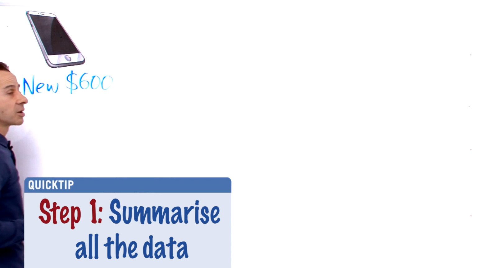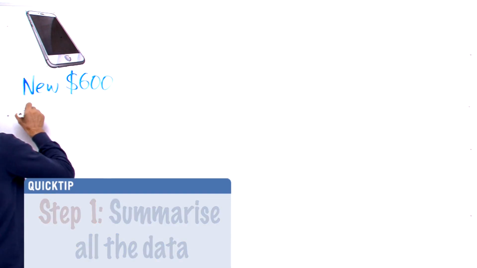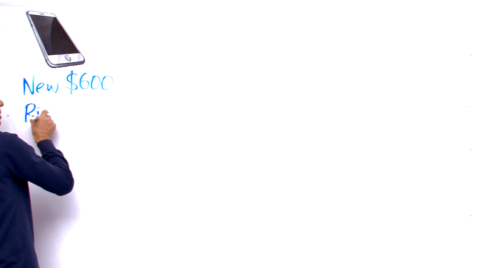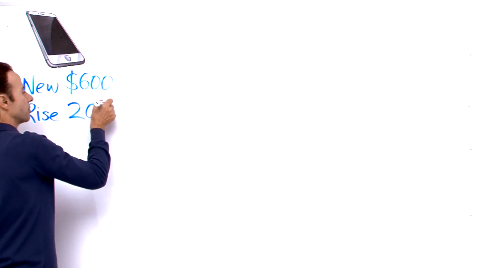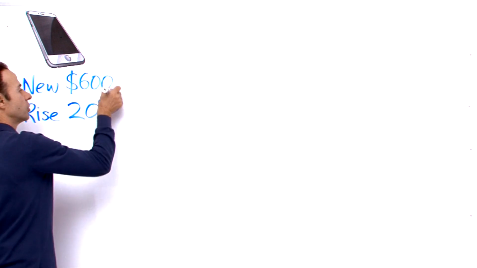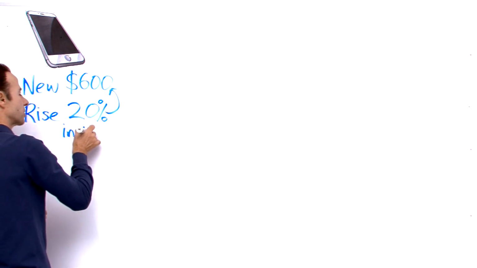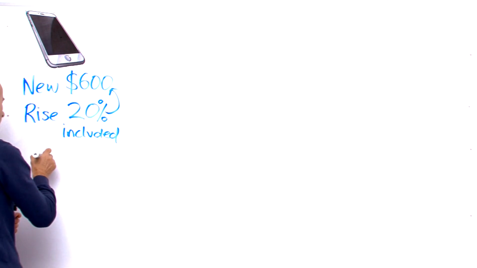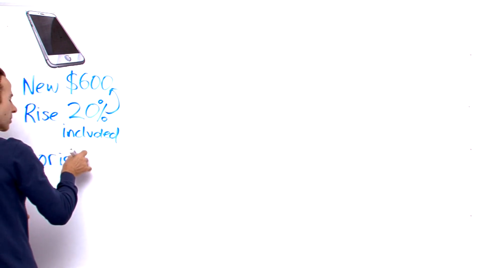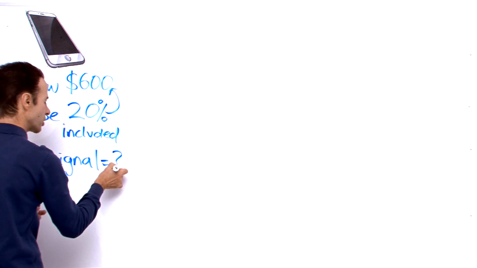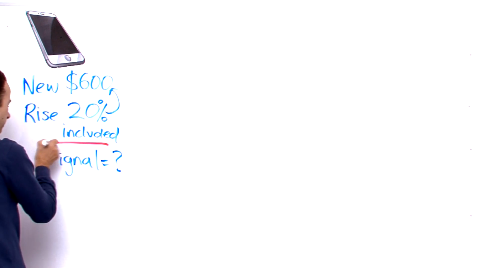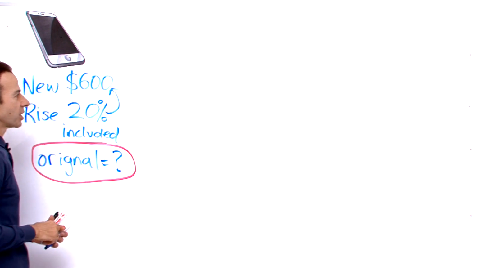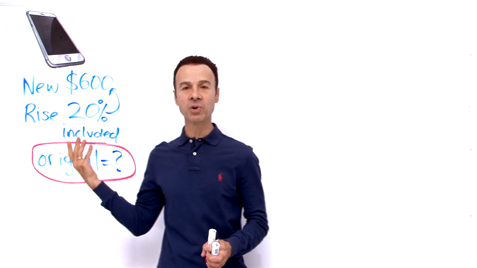So what do we have first off? Well, the new price of the phone is $600. What's the price rise? Price rise is 20%, and that's included in that price. What we want to find is the original. What is the original price of that smartphone? What was it before the 20% price rise? So we've set our outcomes and we summarized it numerically.